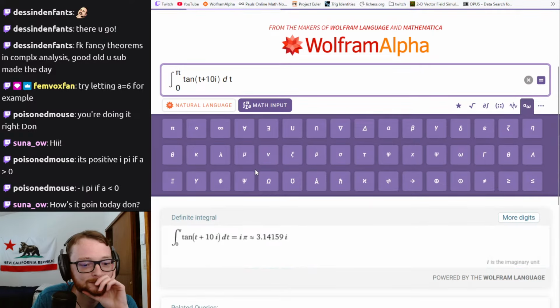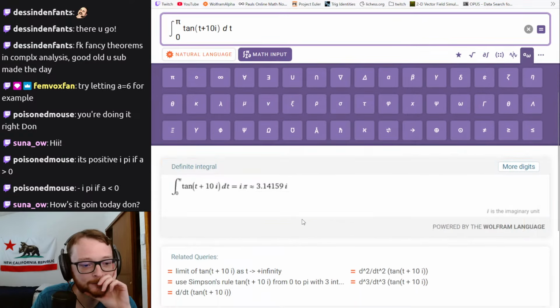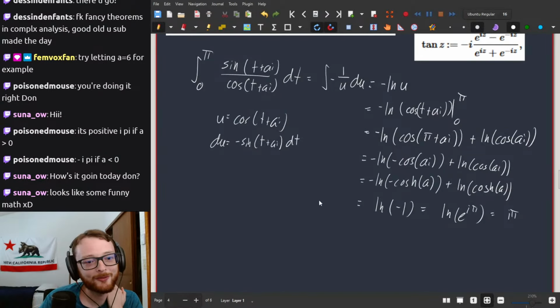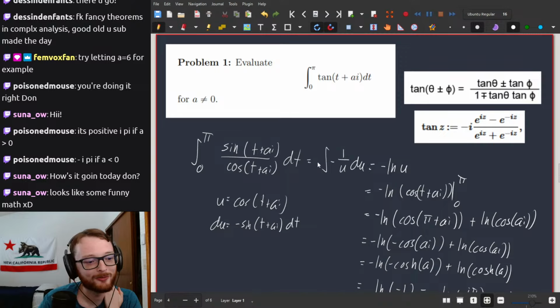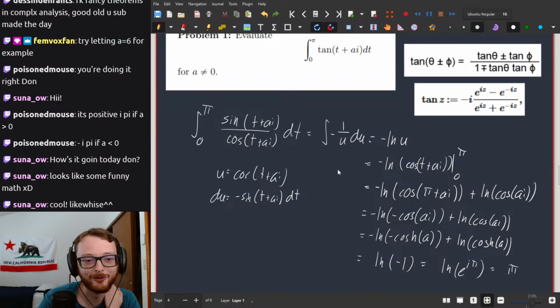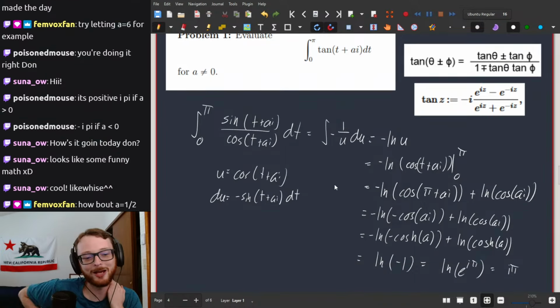Okay, yeah, I guess it's i pi. That's weird. Yeah, Destin's been asking some like complex analysis questions. This one, it's weird. We hardly use any complex analysis theorems to solve it. So it feels a little bit odd. We don't have to work harder.